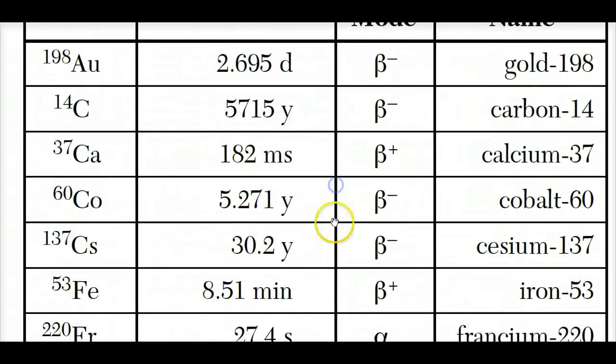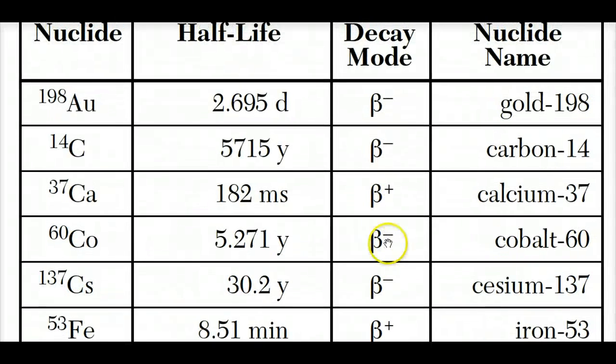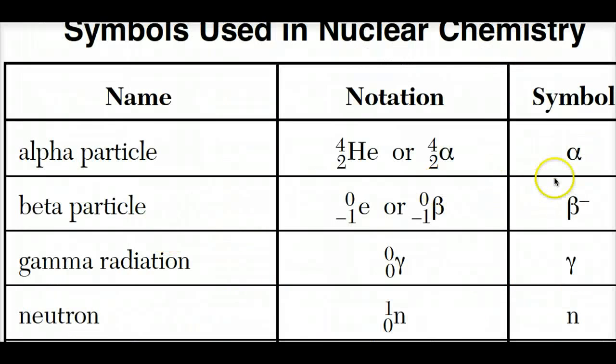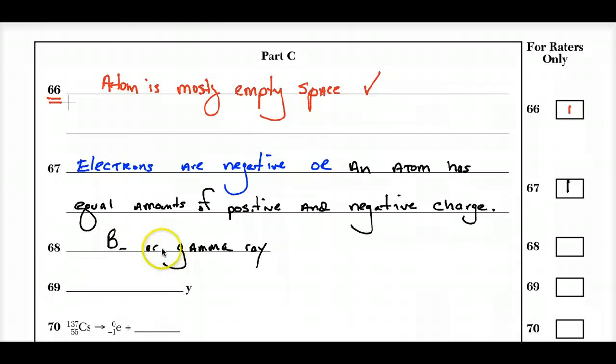Well, cobalt-60 happens to be listed, and look at that. It gives off a B negative particle. Its decay mode, which by the way is a beta particle. If you don't know that, Table O tells you the symbol B negative is a beta particle. So you could say beta particle. Now you could also say gamma rays, because the question says a food irradiation facility replaces cobalt-60, a source of gamma rays. So gamma rays or beta particle is fine for the answer, and it gives you a point.